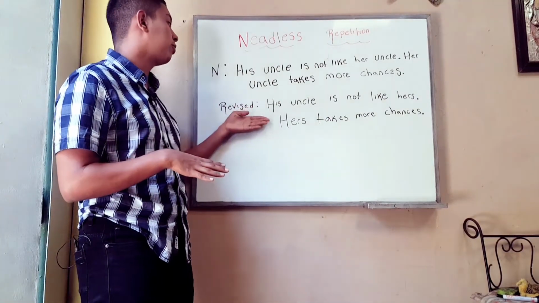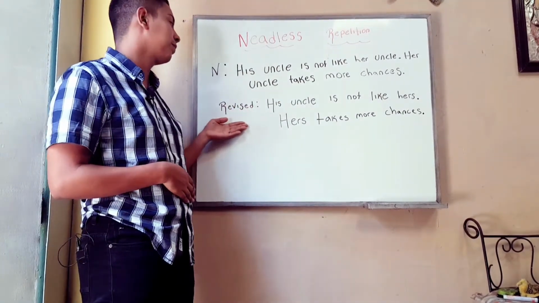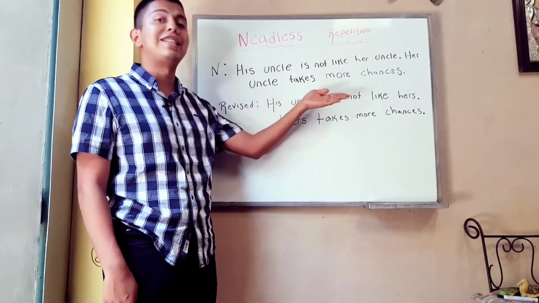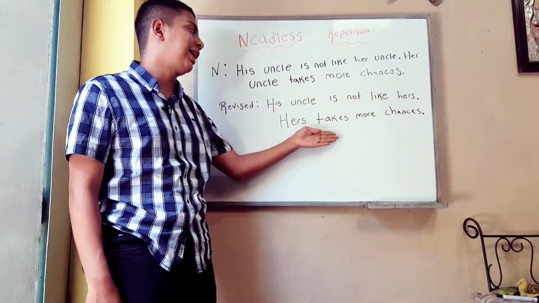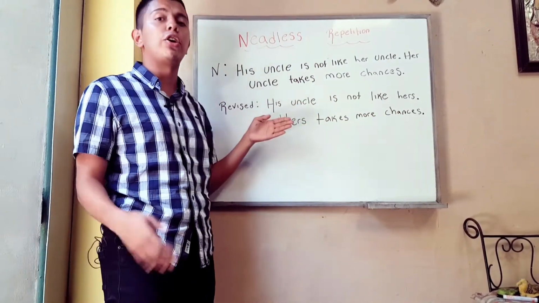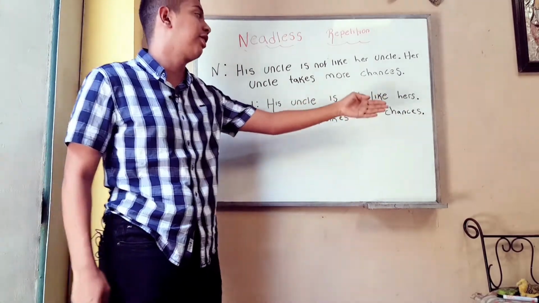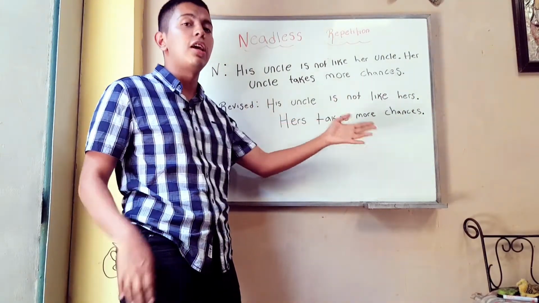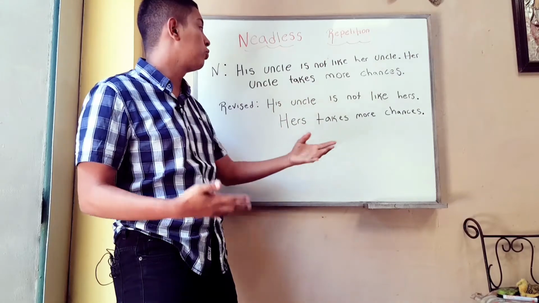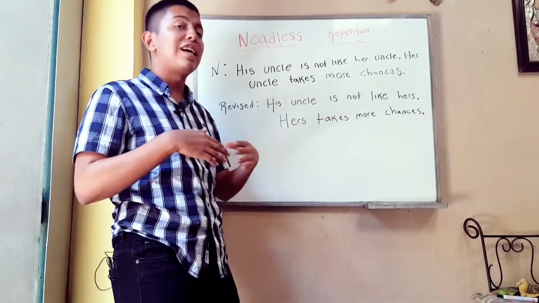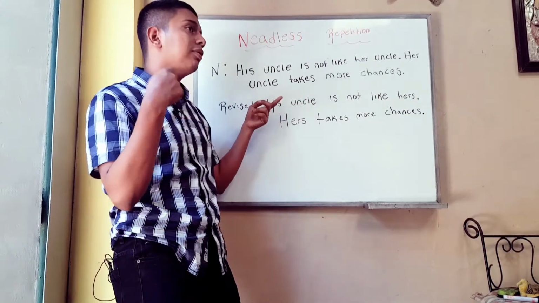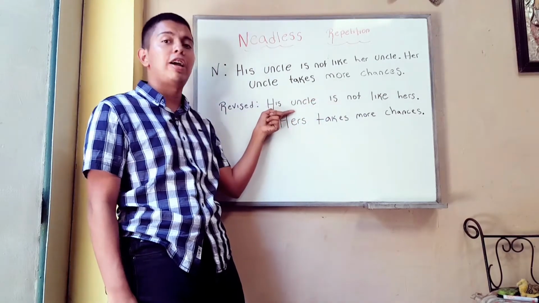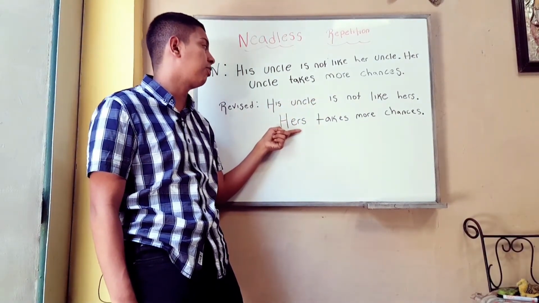For that reason, in the revised version, I write, his uncle is not like hers. Hers takes more chances. As you can see, we are using the possessive pronoun hers. And when we use the possessive pronoun hers, we are referring to her uncle. And the reader is not going to be confused because the reader is going to know that hers refers to her uncle.